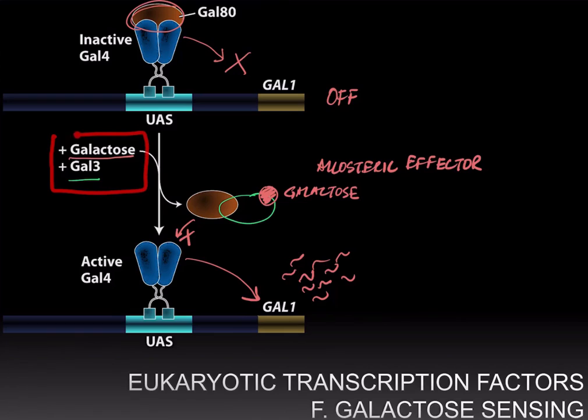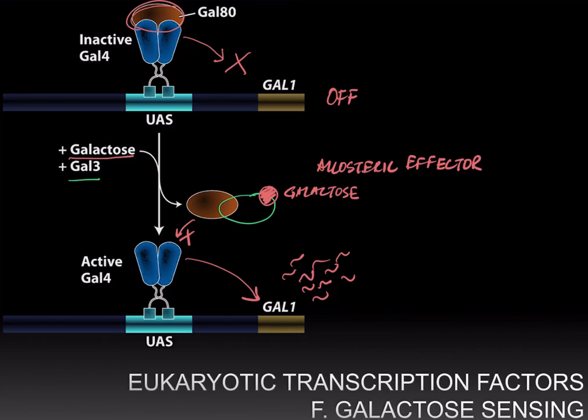The introduction of galactose into the cell causes galactose to bind to GAL3, initiating a conformational change, a shape change, an allosteric transition that allows GAL3 to bind GAL80, preventing GAL80 from binding the GAL4 activation domain, therefore relieving the repression and allowing GAL4 activation domain to do its job and to recruit RNA polymerase, resulting in the transcription of the GAL system genes only when galactose is present.